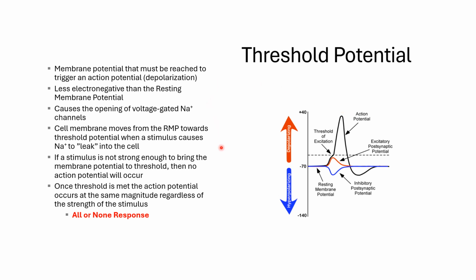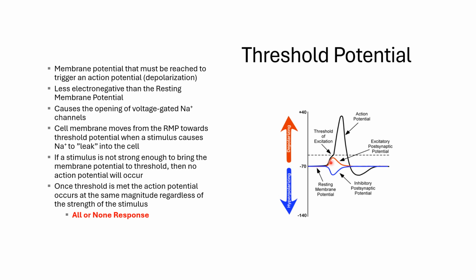So we have a couple things over here on the left. Most of that I've already talked about. And we're going to talk again about what is special about threshold. Threshold is the point at which an action potential will occur, and it has to do with the sodium channels that are opening. So what we have in an excitatory postsynaptic potential is we have sodium channels opening.